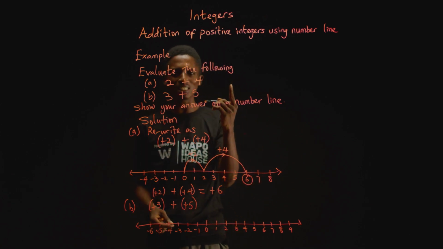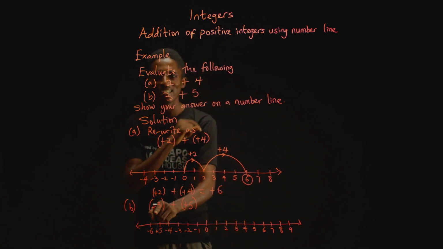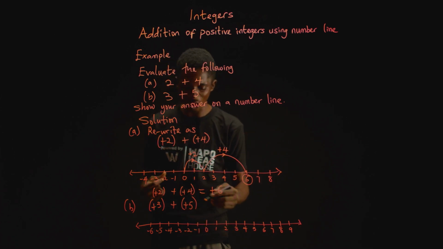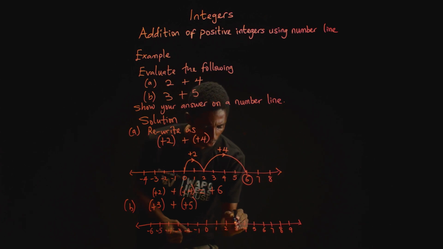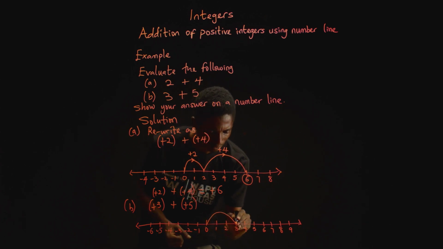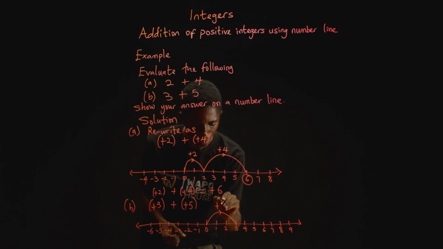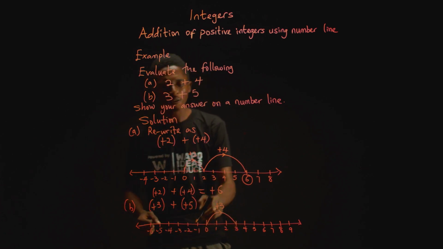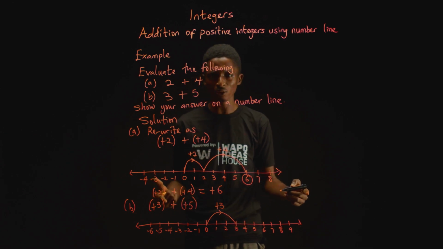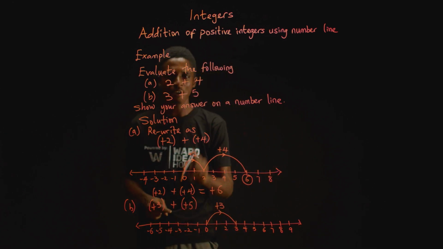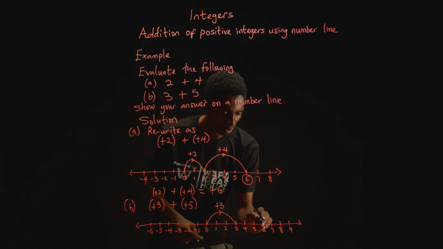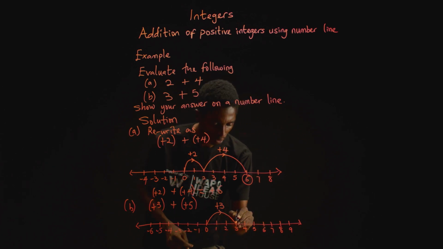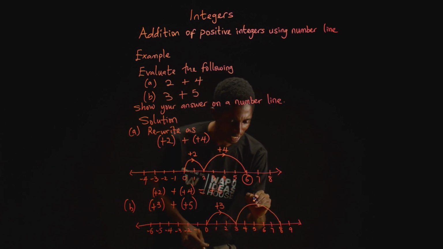And you move how many steps this time? Yes, 3 steps to indicate plus 3. So from 0 we go 3 steps. 1, 2, 3. 3 steps to the right to indicate plus 3. Then from where we stopped, we move how many steps now? Good. 5 steps to the right. So let's count. 1, 2, 3, 4, 5. 5 steps, indicating plus 5.